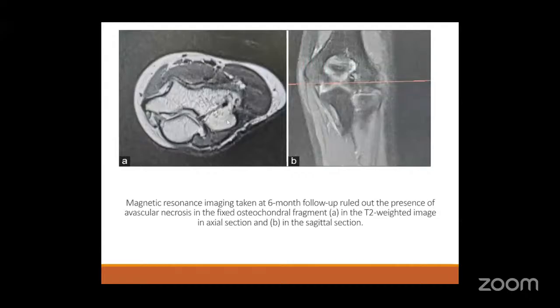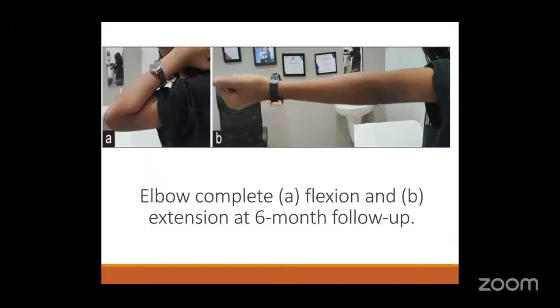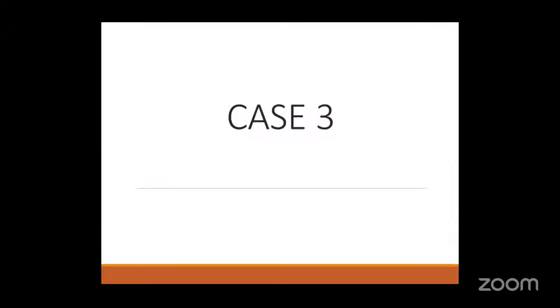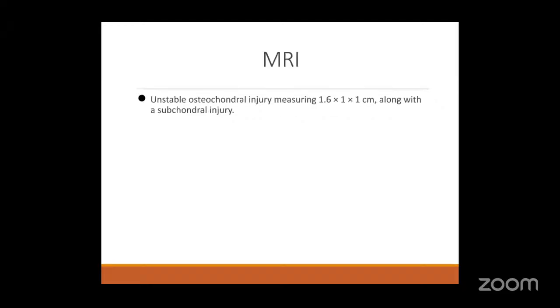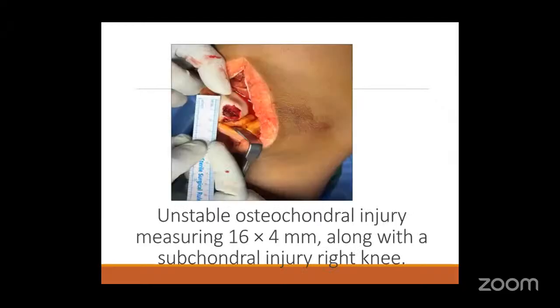So this is a post-op X-ray. In the MRI you can also see the 100% healing, and the function has come back. Case number 3 is another one, a girl with a small twisting injury, with an osteochondral injury in the knee joint. You can see that underneath the patella, the cartilage is gone.